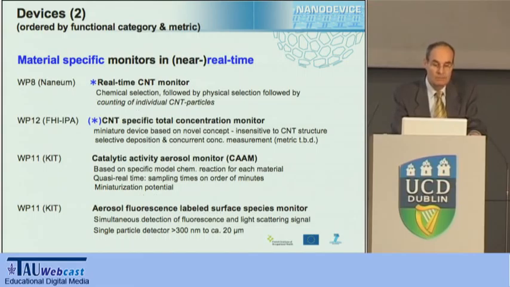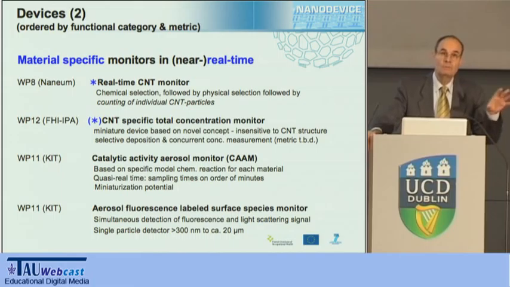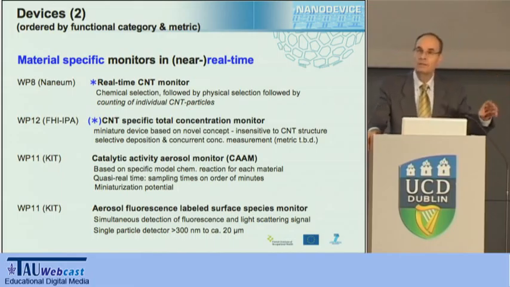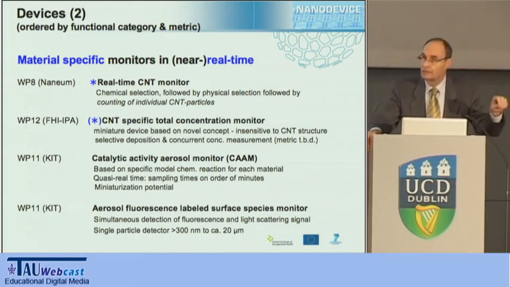The material-specific monitors, there are some that are really focusing on the carbon nanotubes, and when more information becomes available, that will be really interesting to monitor their concentration, to be able to say this particle floating in air is actually a carbon nanotube. It's not just any particle floating around. That would be really interesting.